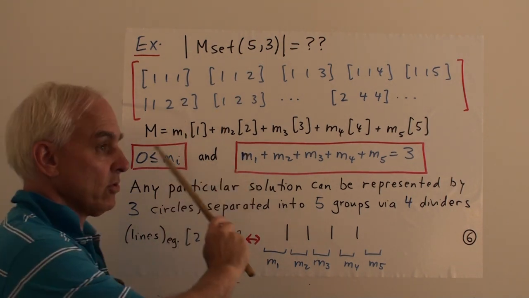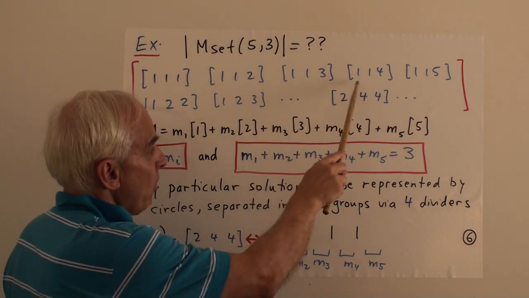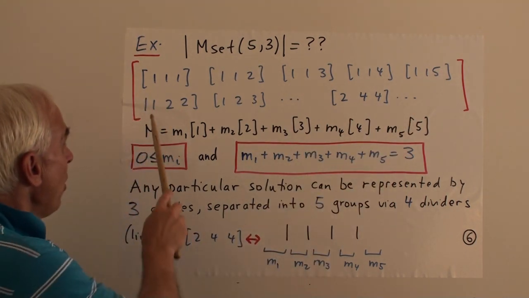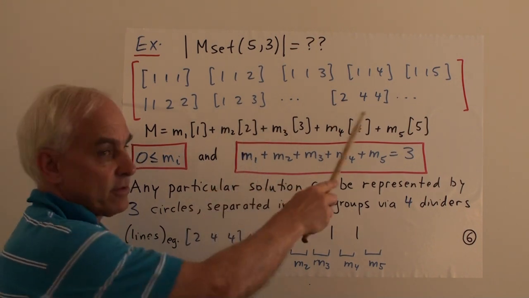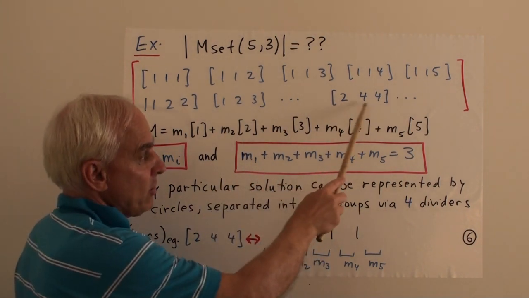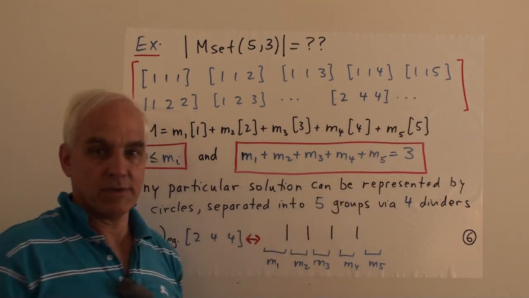Here's another one, 1, 1, 2. Here's another one, 1, 1, 3. 1, 1, 4, 1, 1, 5. 1, 2, 2. 1, 2, 3. And so on. There's quite a few of them. There would be another one, 2, 4, 4. And we could list them all.